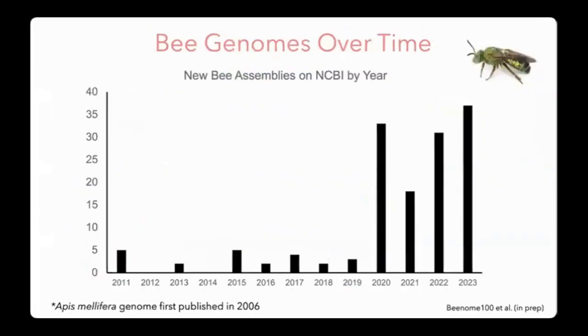The graph here shows the accumulation of bee genomes in NCBI over time. The first bee genome was published in 2006, the honeybee genome, and between 2006 and 2020, a few new bee genomes have been released. But as of 2020, the rate of new genomes has exploded, likely thanks to the new technologies for sequencing, as well as large-scale consortium efforts, such as the Earth Biogenome Project, the Darwin Tree of Life, and now the Beenome100 Project.